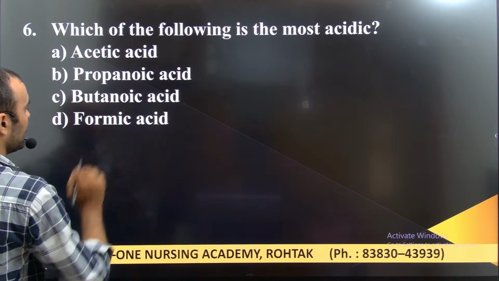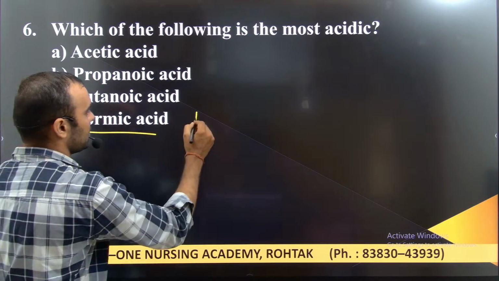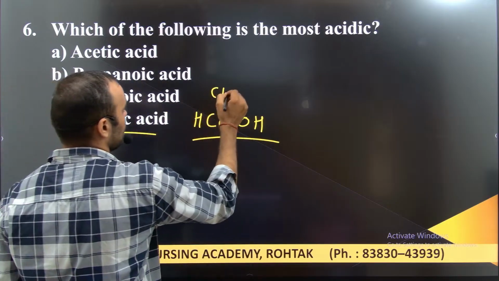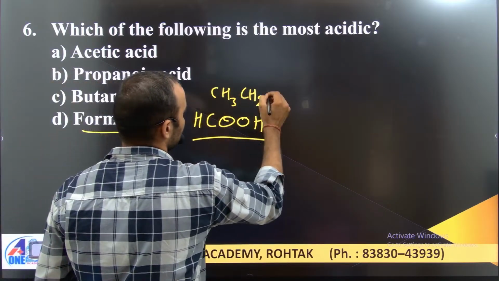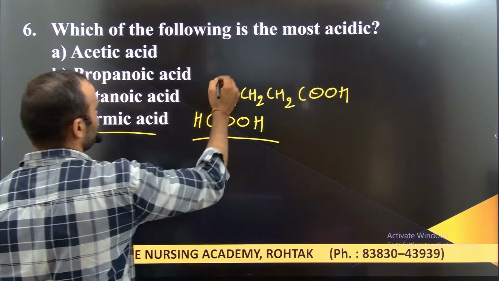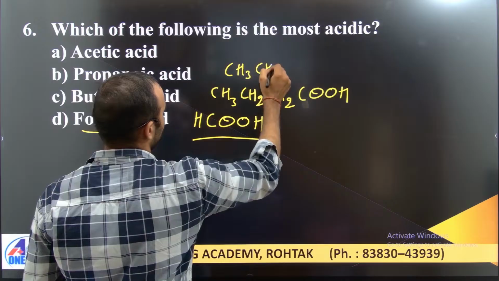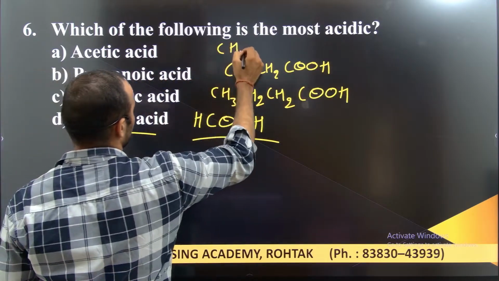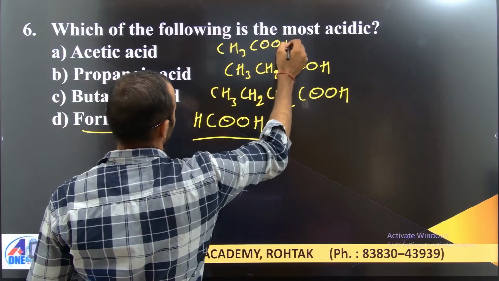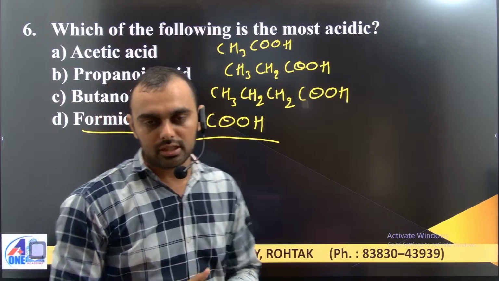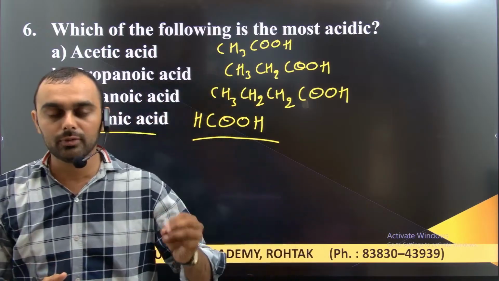While we are checking, formic acid is HCOOH. Butanoic acid is CH3CH2CH2COOH. Propanoic acid is CH3CH2COOH. And acetic acid is CH3COOH. Okay, so I already told you that if stabilization of the conjugate base is possible, it will be possible by the help of an electron withdrawing group.